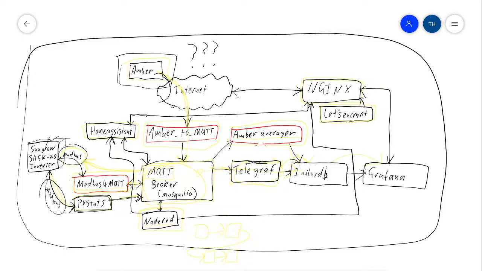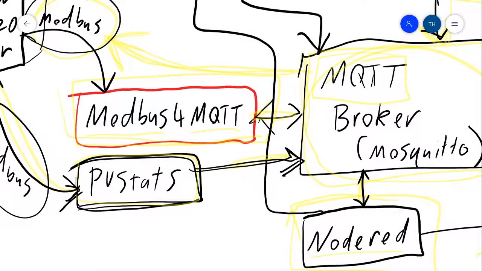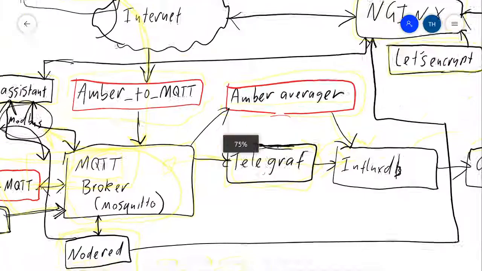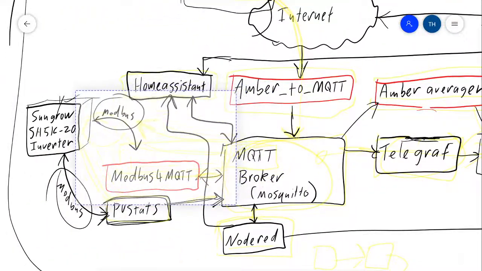So the practical upshot of all this is go and check out Modbus for MQTT on GitHub. I think it might be useful. Oh God, I've dragged my Modbus arrow. I'll put it back. Okay, bye bye.